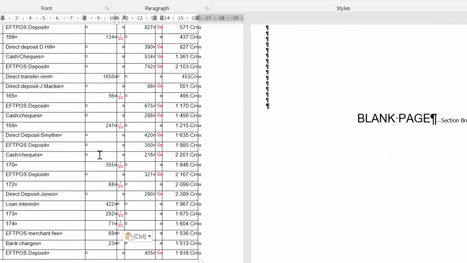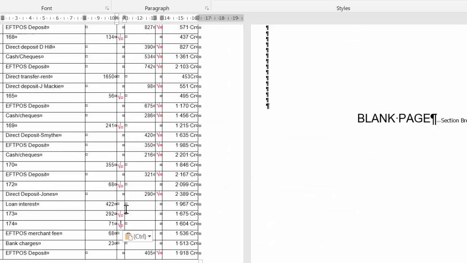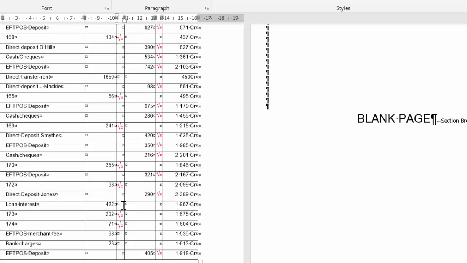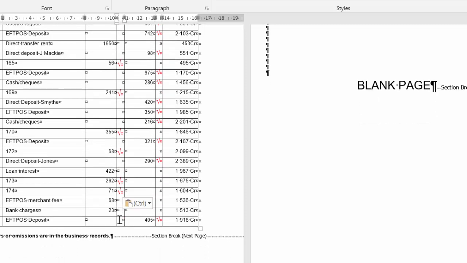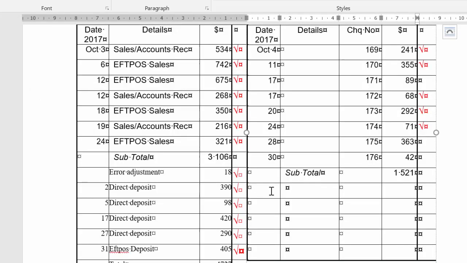So back again. You can see that I have ticked off a few of the checks here that were presented on the bank statement. I've got a bit of work to do. There are all these items on the debit side that haven't been ticked that need to be included in the cash payments journal. In the first instance, I've got this one here, direct transfer rent $16.50 on the 5th of October. So I'll put that in.